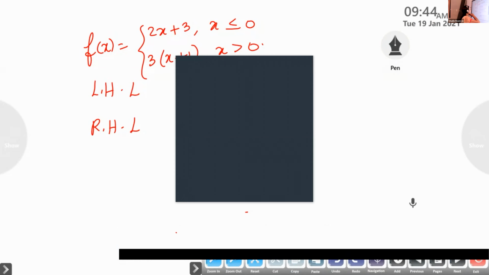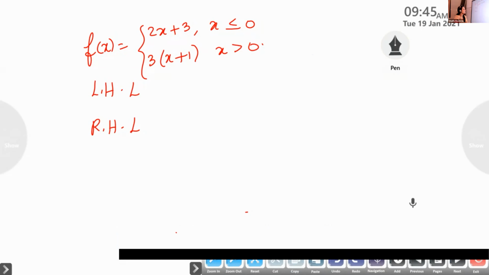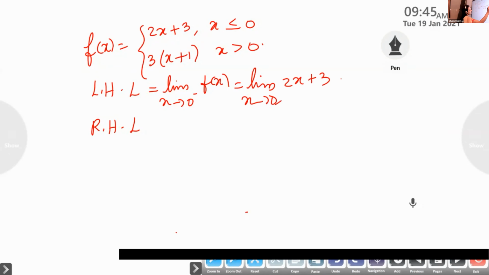Limit does not exist, Shubham? The left hand limit is equal to the right hand limit. Okay, let's check. What about the left hand limit? The limit as x extends to 0 minus, isn't it? Left hand limit means less than 0 of f of x. For less than 0, what is the function defined here? It is 2x plus 3. When you put x as 0, the left hand limit is 3.